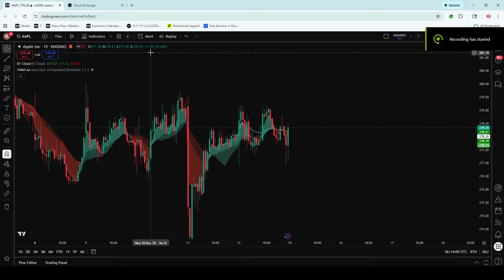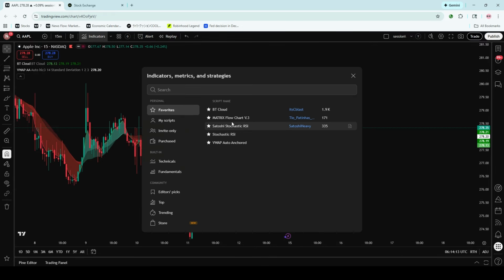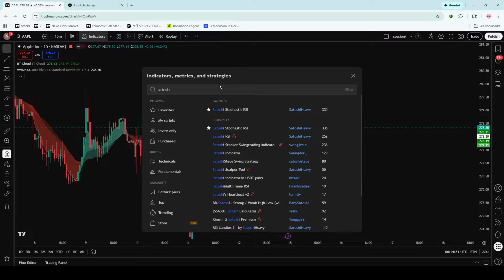The next indicator that I want to go over is a very helpful one, right? When you pair all these three indicators together, you could potentially just trade with that alone and be pretty profitable. But the last indicator that I want to show here is going to be the Satoshi Stochastic RSI. It's going to be this one here. I hope I'm saying that right, but this is Satoshi Stochastic RSI.